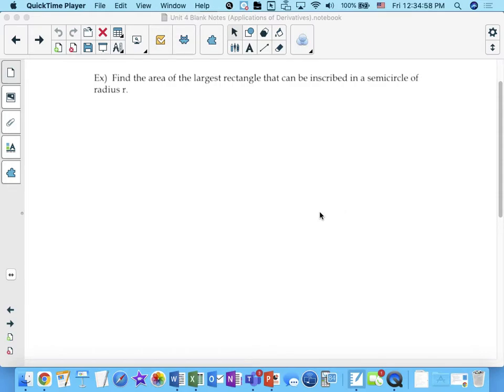All right, so find the area of the largest rectangle that can be inscribed in a semicircle of radius r.